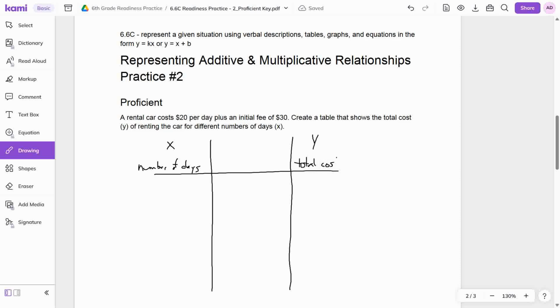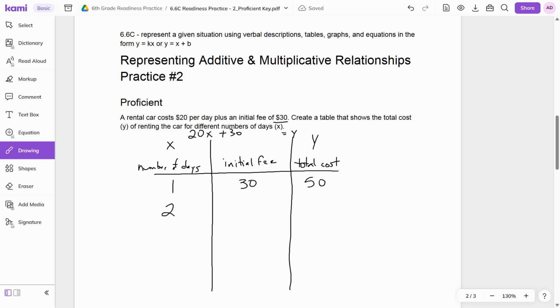I'm adding something because when I was reading $20 a day, that's fine, but I have this initial fee of $30. That's going to stay the same for every single one of these rows. If I wanted one day, what does it cost? Well, I'm going to put 20x, $20 a day, but I need to have this initial fee of 30. So it's 20x plus this 30, and that's what's going to give me my y. One day of 20 plus that 30 is going to cost me 50 bucks.